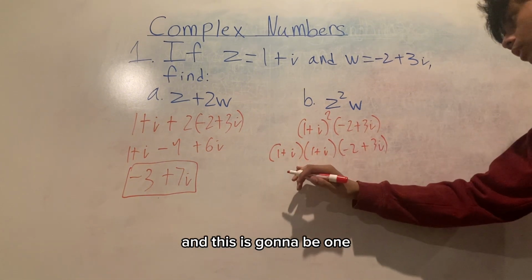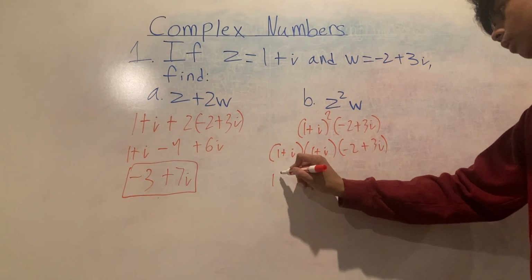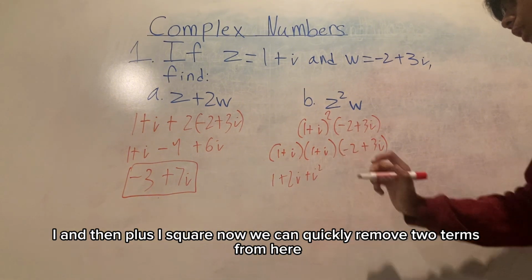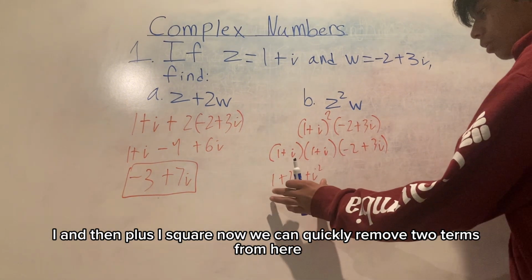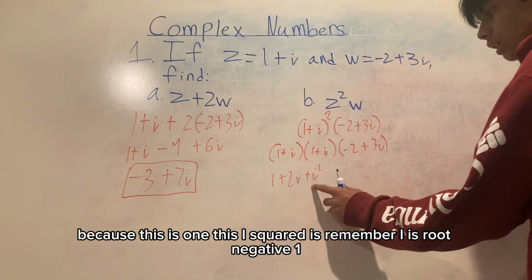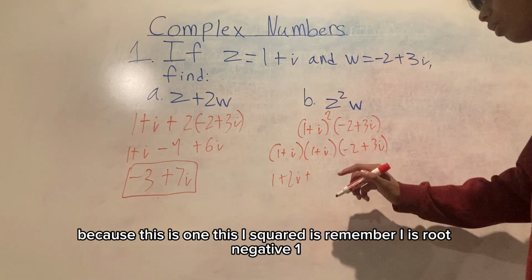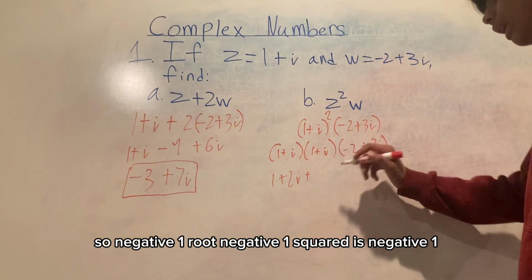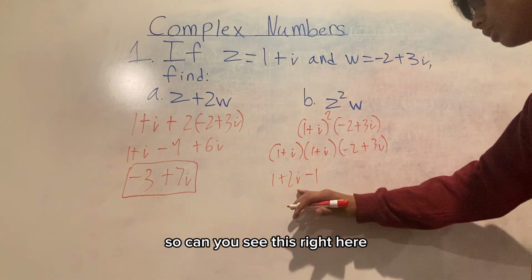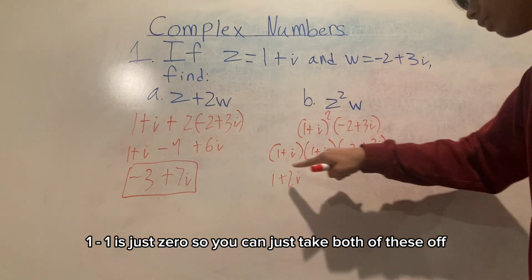And this is going to be 1 plus 2i, and then plus i squared. Now, we can quickly remove two terms from here because this is 1. This i squared is, remember, i is root negative 1, so root negative 1 squared is negative 1. So can you see this right here? 1 minus 1 is just 0, so you can just take both of these off.